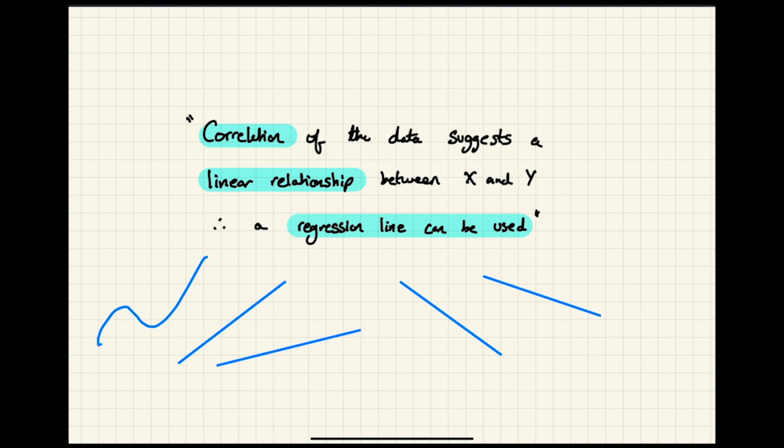That's non-linear. Something like this is non-linear, because it's not always the case that as one goes down, the other goes up, or the other way around, because you can see it always changes depending on what part of the curve you're at. So the set answer you give for something like this is, a correlation of the data suggests a linear relationship, and if you have a linear relationship, only then can you use a regression line. So that's the set answer you give for questions like this.